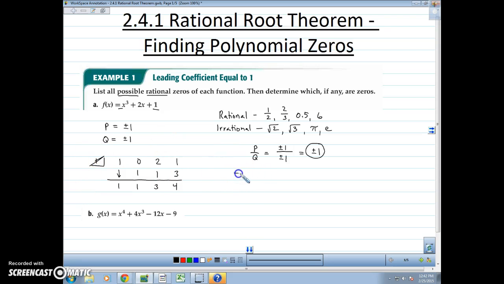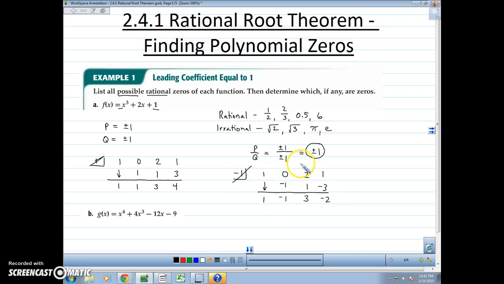We just need to try negative 1 now. So we'll do negative 1, and we'll plug that into 1, 0, 2, and 1. Negative 1 times 1 is negative 1. Negative 1 plus 0 is negative 1. Negative 1 times negative 1 is 1. Plus 2 is 3, times negative 1 is negative 3, plus 1 is negative 2. So this one isn't a 0 either.